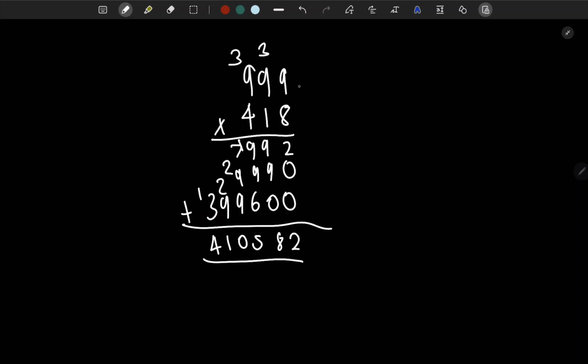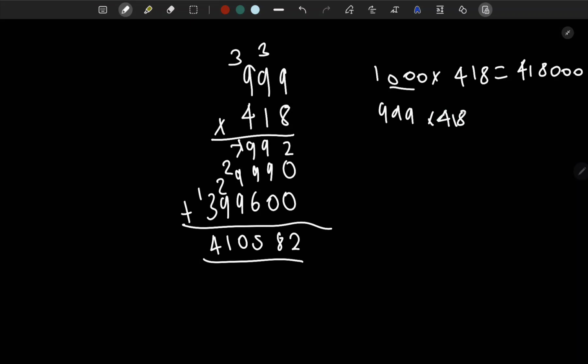Now again, if you look at these numbers, you can see that this is very close to 1000. So what is 1000 times 418? It's going to give you 418000, right? Because we just add these zeros. And if we remove 1 times 418, it's just going to give you this answer, right? So what we can do is 418,000 minus 418, and we should get the same answer here.